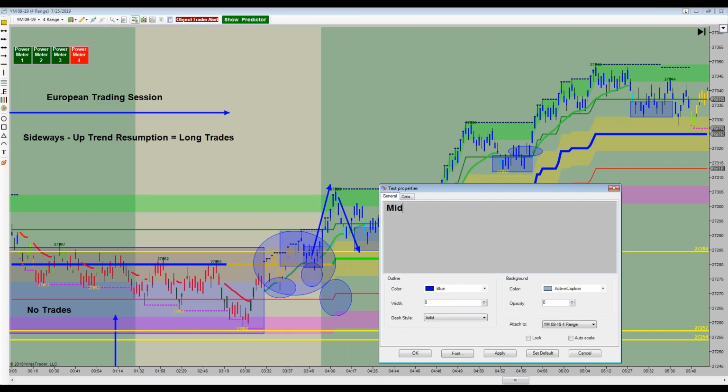We have what are called mid-band trades, long and short. We have minimum criteria trades, long and short. And we have deep retracement or phantom trades, long and short, right?